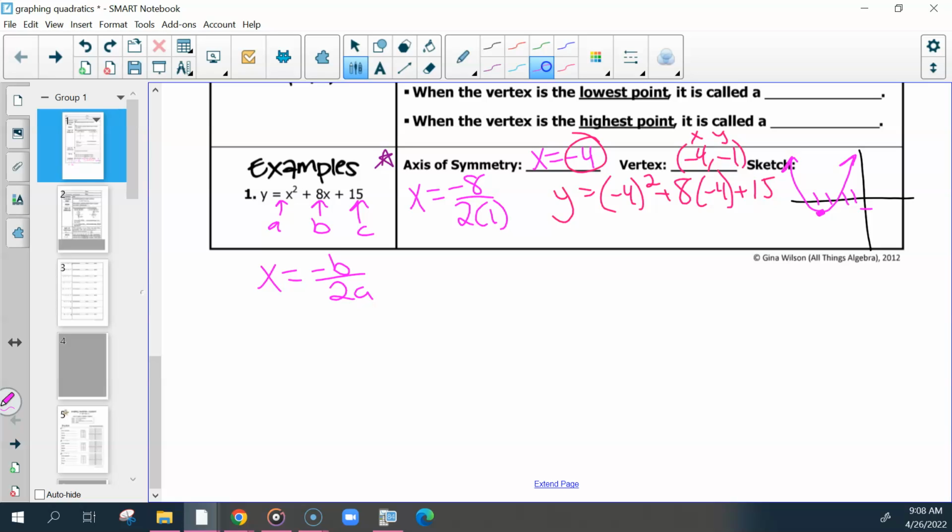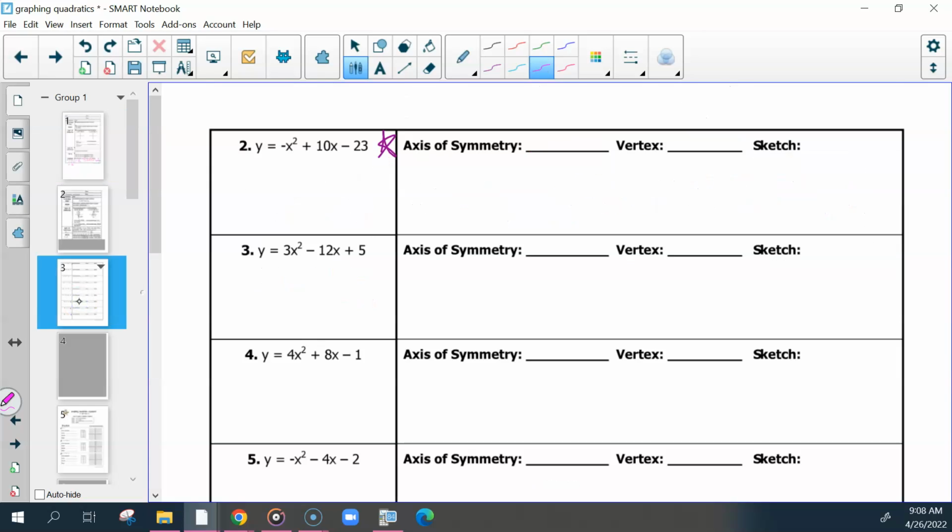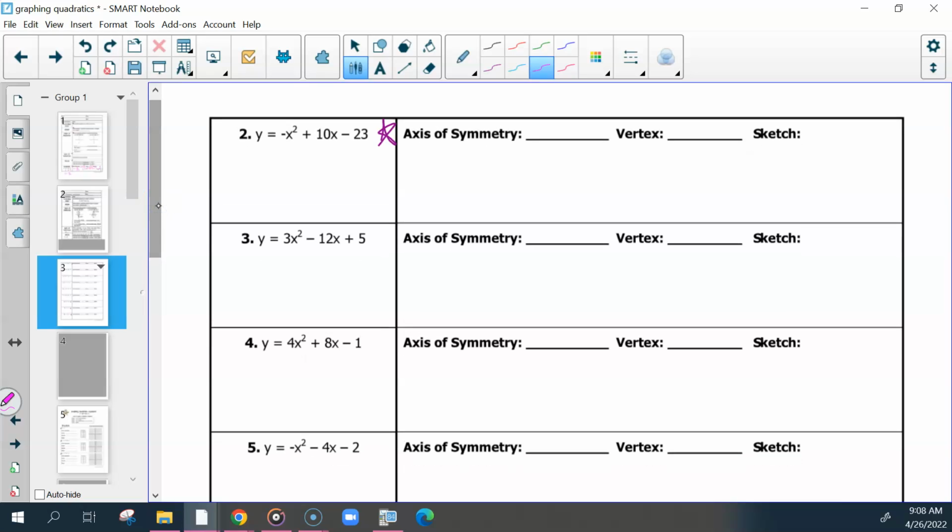Okay. We're going to do just a couple more on the next page. So we'll do 2.